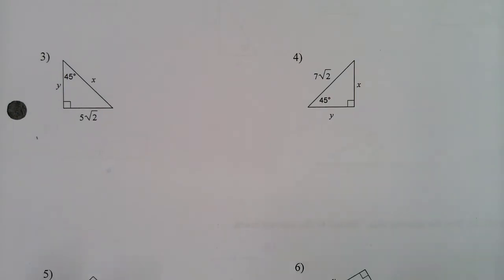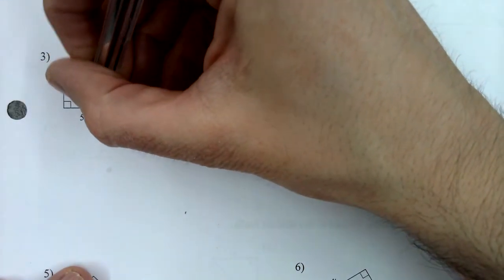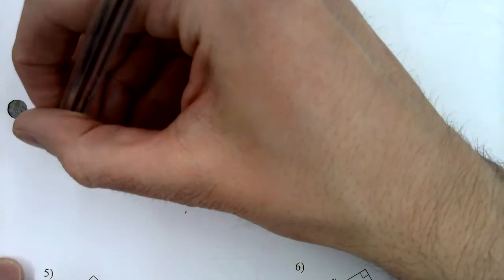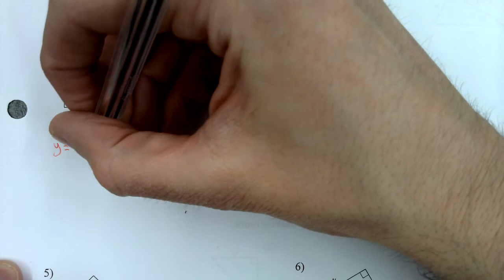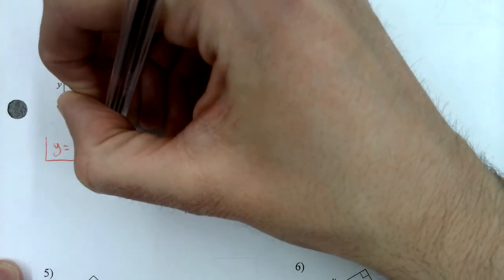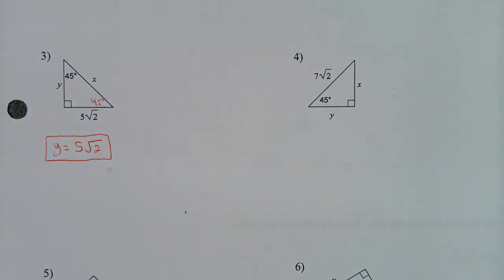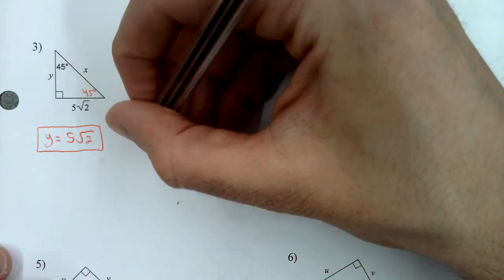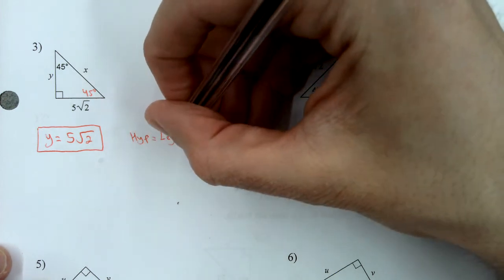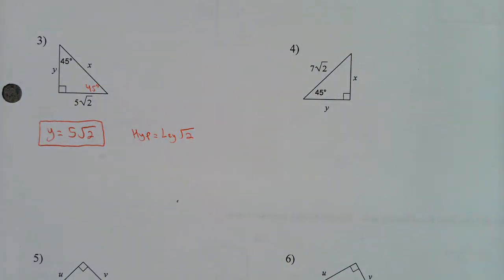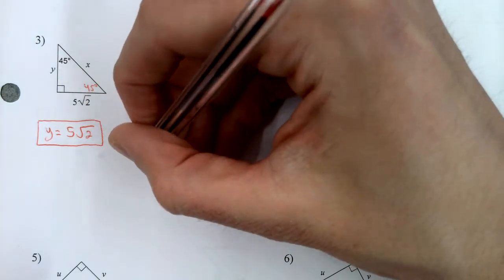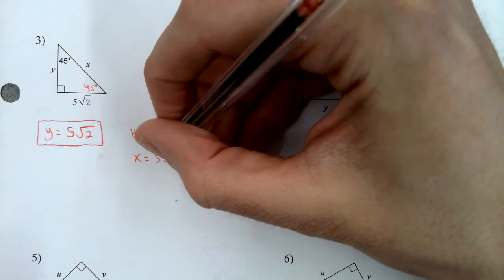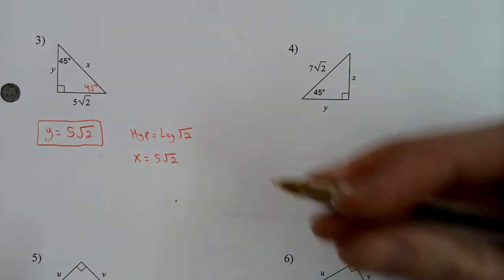Number 3, let's label the missing angle as 45 degrees. Both of the legs are the same, so the missing leg is y. Y equals 5 square root of 2. Now the hypotenuse equals the leg times the square root of 2. This gets a little tricky. So the hypotenuse is x. X is going to equal the leg, which is 5 square root of 2, times the square root of 2.